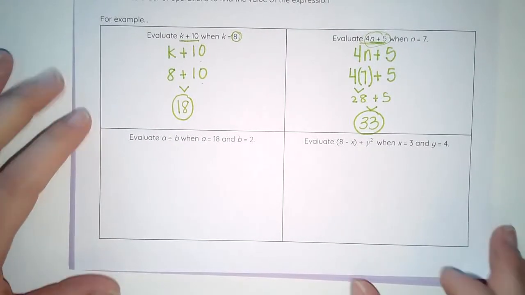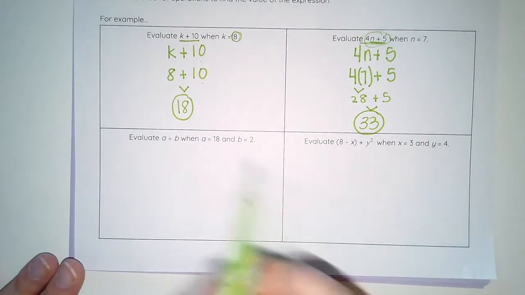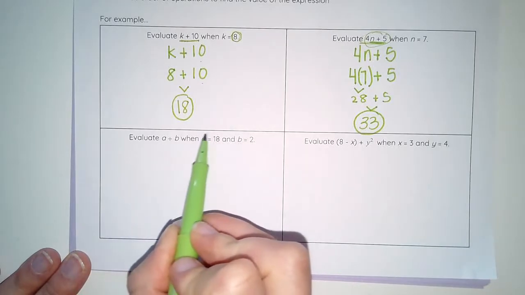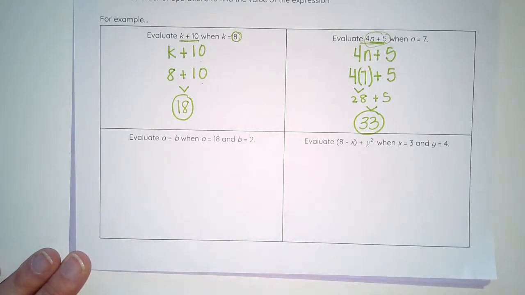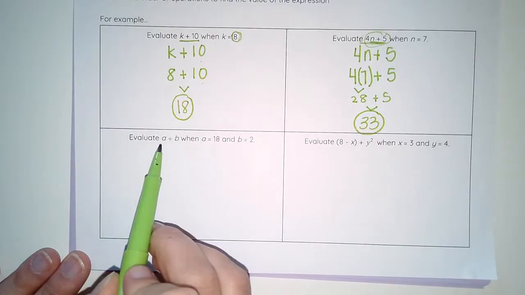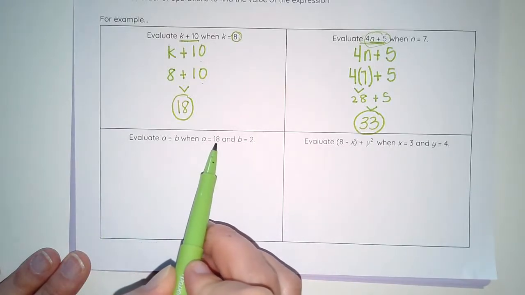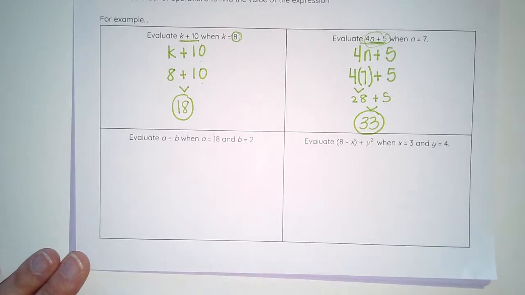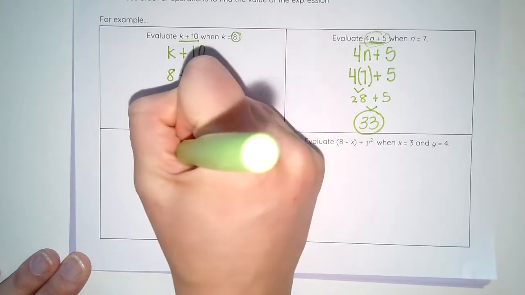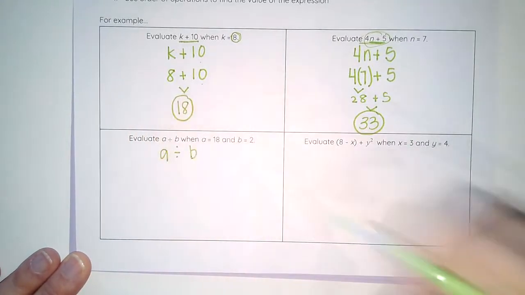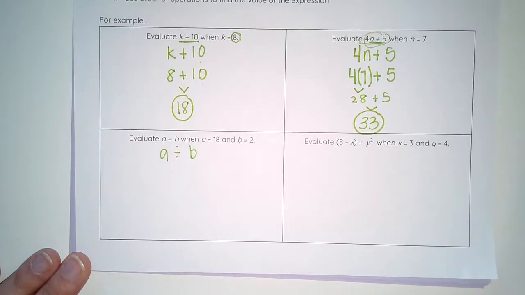All right, we've got 2 more examples that we'll try. Sometimes we will have more than one variable that needs to be substituted in. So it says evaluate a divided by b when a equals 18 and b equals 2. Again, we know 18 divided by 2 equals 9. But again, we're going to show our work. We start by rewriting a divided by b.